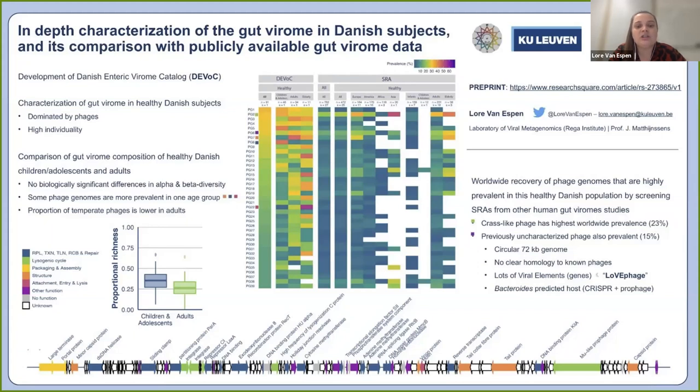So two phage genomes, the orange and the pink one in the heat map, were more prevalent in the adults than in the children, and the blue one was more prevalent in the children than in the adults.